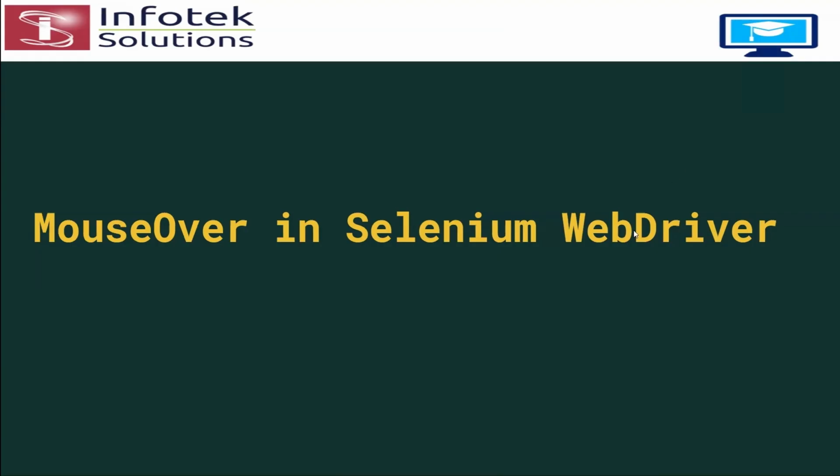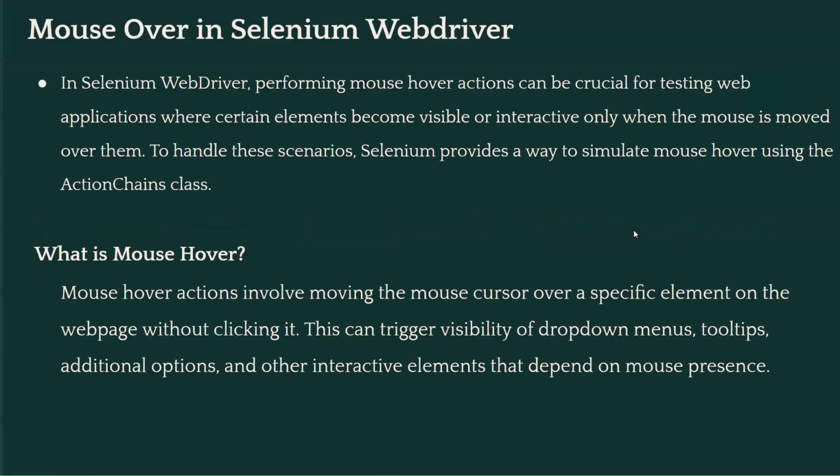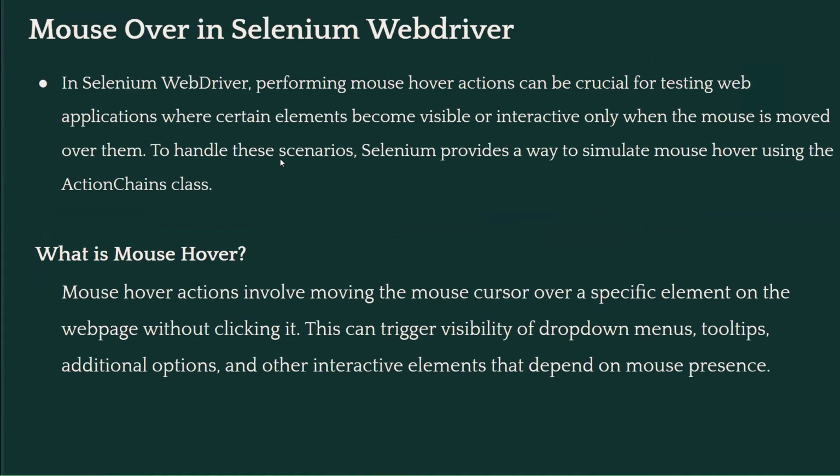So if you don't know what is mouse over, I'll tell you. First, let's go through the definition, then I'll tell you what this mouse over is. In Selenium WebDriver, performing mouse over action can be crucial when testing web applications where certain elements become visible or interactive only when the mouse is moved over them. To handle these scenarios, Selenium provides a way to simulate mouse over using the ActionChains class. So basically, using the ActionChains class, you can perform mouse over.